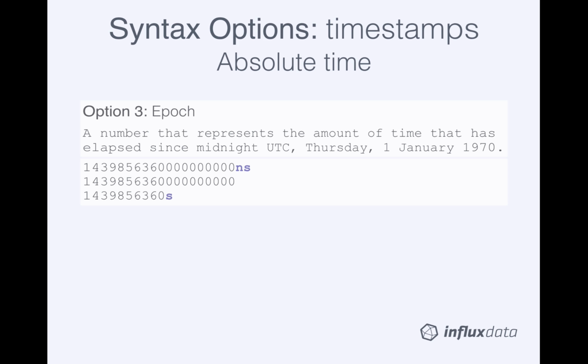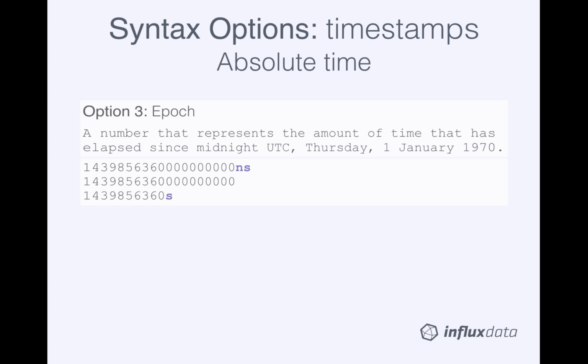The first is the number of nanoseconds that have passed, and it includes the NS duration literal. That NS duration literal is optional. InfluxDB will assume that your timestamp is at the nanosecond precision if you do not include a duration literal with your epoch timestamp. That's what the second example is showing you there.